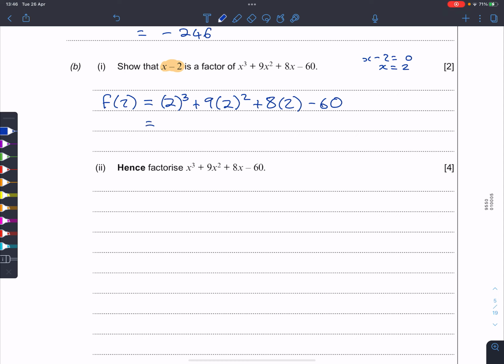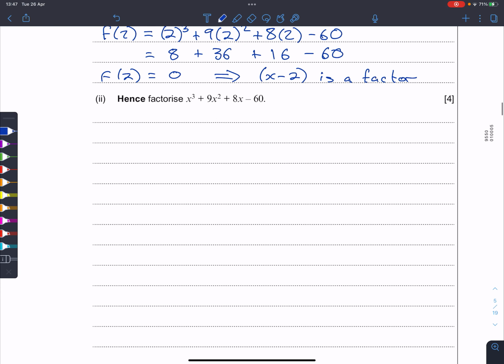I'm just going to put a bit more detail into this one. 2 cubed is 8. 9 lots of 4 is 36. Plus 16 minus 60. Well, these will add up to 8, plus 36 is 44, plus 16 is 60, take away 60 is 0. So f of 2 is 0, and that implies that x minus 2 is a factor.